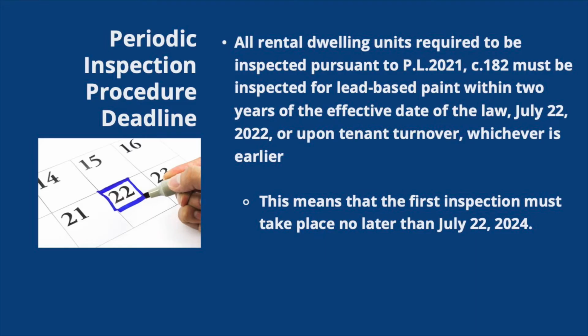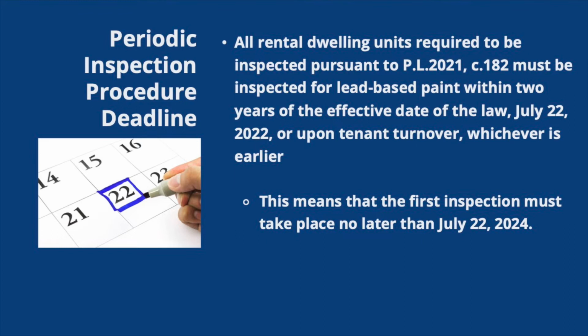And moving from there, of course, we have the timeline for this periodic inspection because it is an ongoing procedure that's established through this law. So the law stated that all rental dwelling units that are required to be inspected pursuant to this law have to be inspected within 2 years of the effective date, which was on July 22nd, 2022, or upon the first tenant turnover, whichever is earlier.